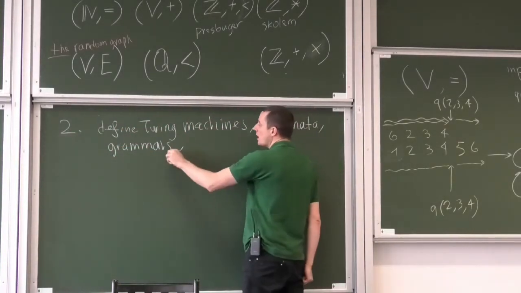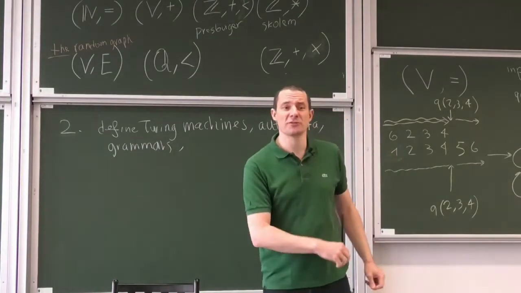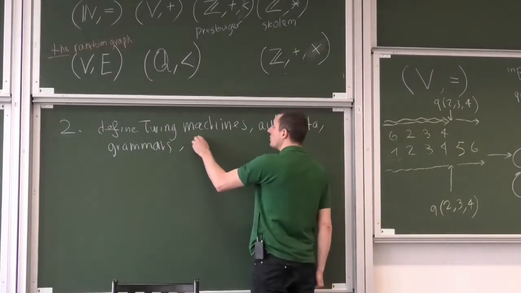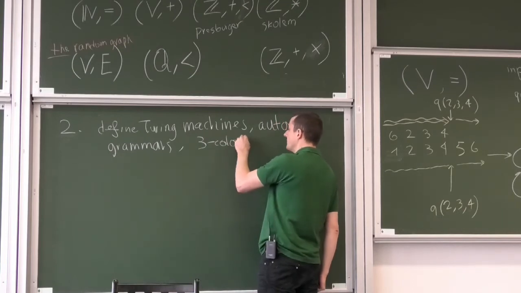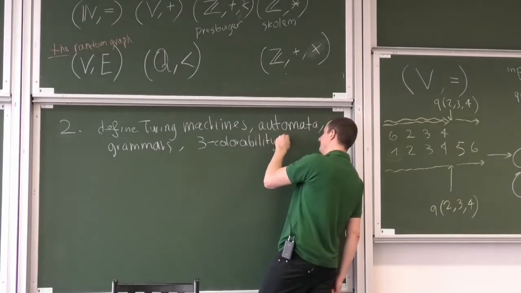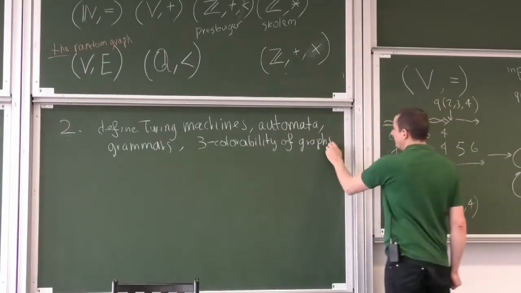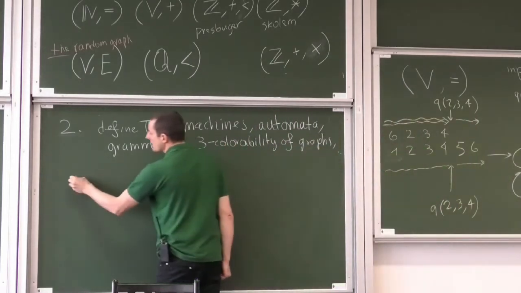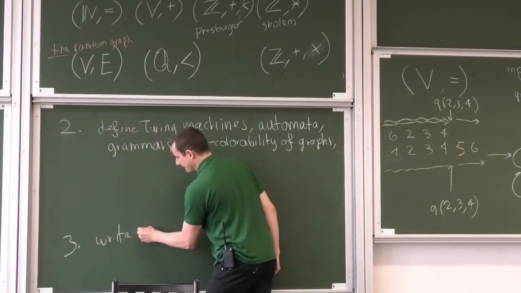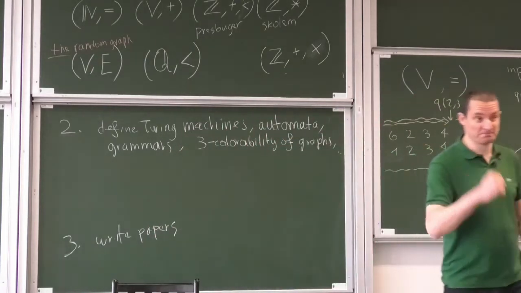But you can also do things that do not come from automata theory. I have to look at my notes to find something that's not from automata theory. But let's say, for example, you might want to study three-colorability of graphs. I will explain what that means in this context. Etc. And step 3 is write papers about it. Okay, so that's the program.